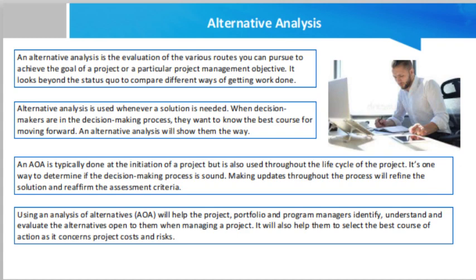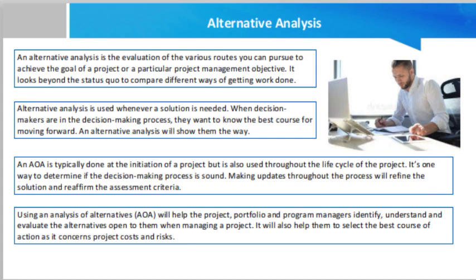Now, here a very interesting question is when you should use alternative analysis in project management. Friend, alternative analysis is used when a solution is needed. So when decision makers are in the decision making process, they want to know the best course for moving forward, and alternative analysis will show the way. Normally, whenever we are initiating a project or selecting a project or product, we use this type of analysis, alternative analysis.